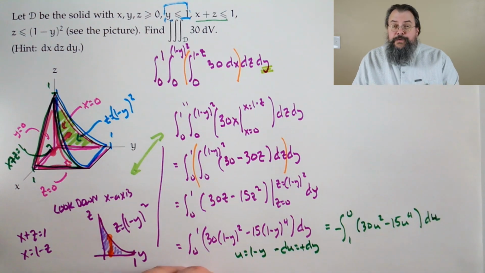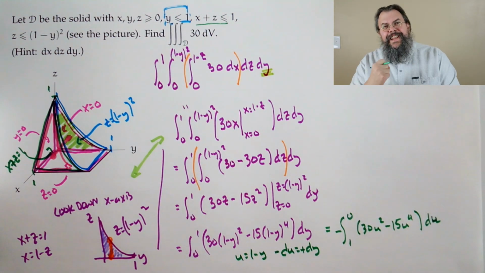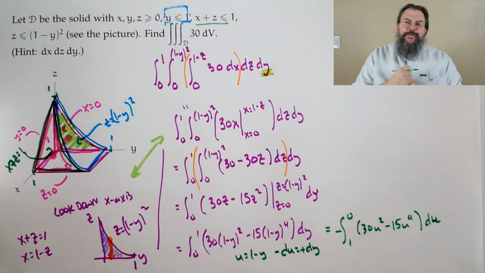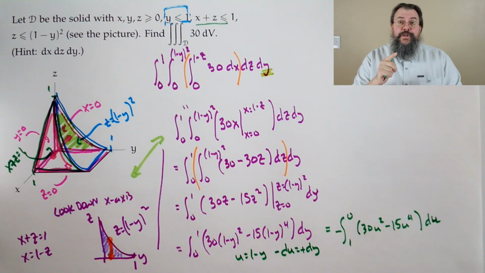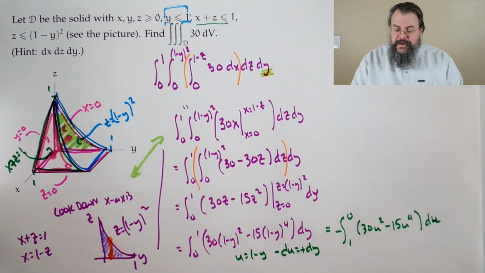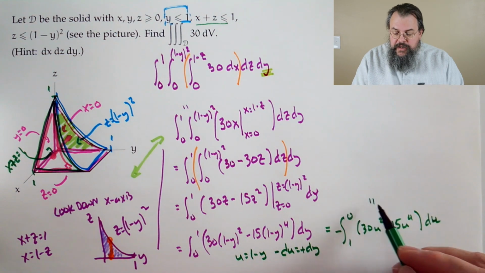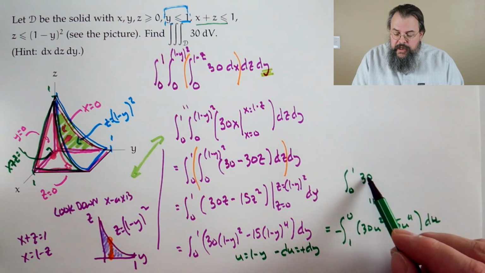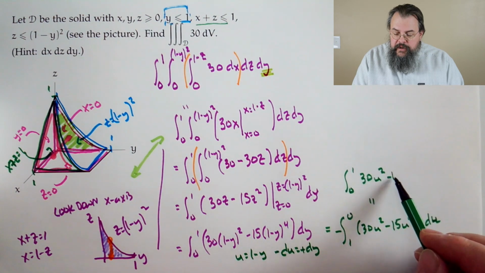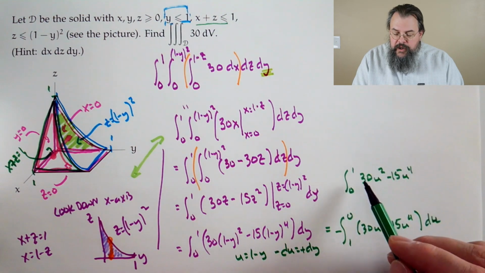Well, if you really object and say, I really like the bounds in the right order because I just prefer it, no problem, just switch the bounds. If you switch the bounds, what should happen? Well, you have to get rid of a negative. Well, that's actually good, we like that. 0 to 1, 30u squared minus 15u to the 4th.